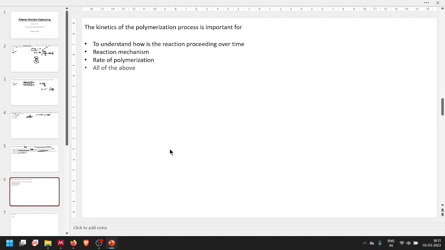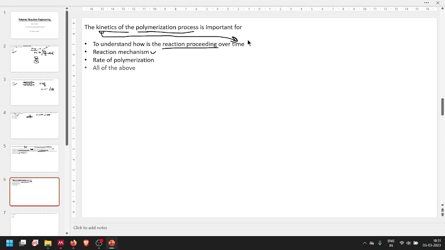Next, we have: the kinetics of the polymerization process is important for understanding how the reaction proceeds over time, the reaction mechanism, and the rate of polymerization. This is a pretty straightforward question, which is asking you to define what kinetics for a polymerization describes. So kinetics describes the rate of a polymerization process. When rate is brought into the picture, time also matters a lot. So because of this, the polymerization reaction proceeding over time is understood by the kinetics of the polymerization process.